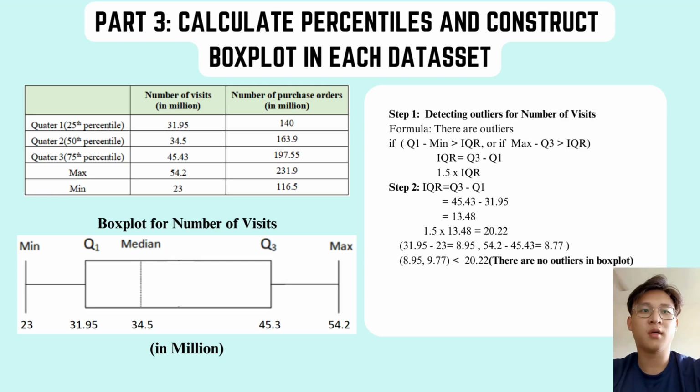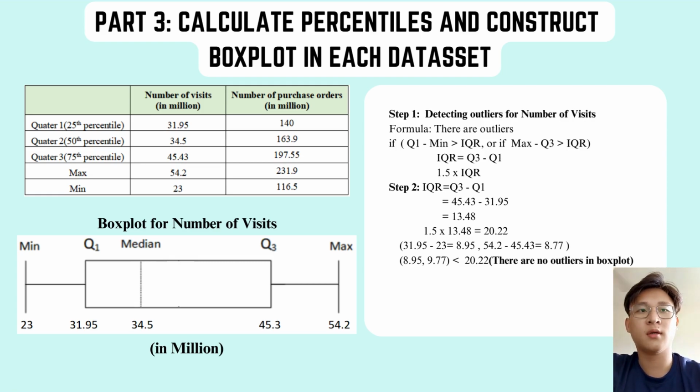visits. The formula for detecting outliers is: Q1 minus the minimum data is larger than 1.5 IQR, or the maximum data minus quartile 3 is larger than 1.5 IQR. The IQR formula is quartile 3 minus quartile 1, and then times 1.5. So now we will calculate the IQR. Quartile 3 is 45.43 minus 31.95, then we will get the answer, which is 13.48, and times 1.5, we get 20.22.